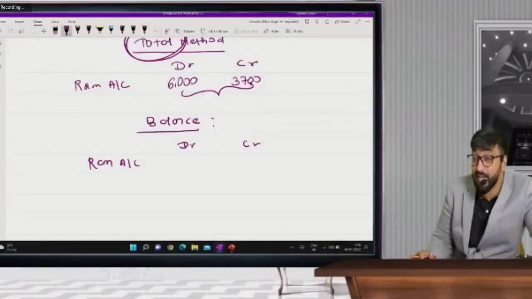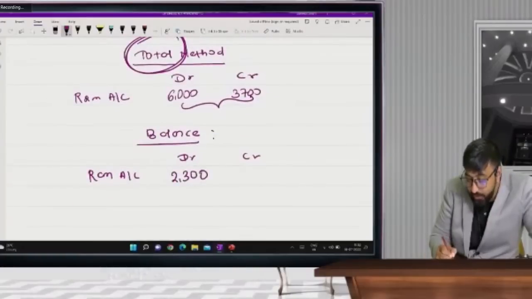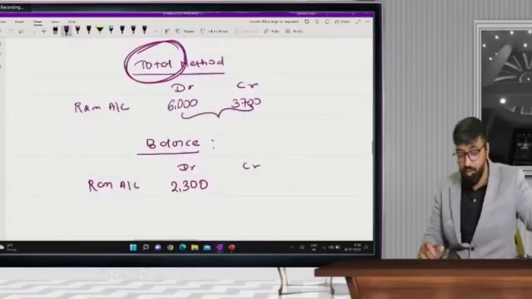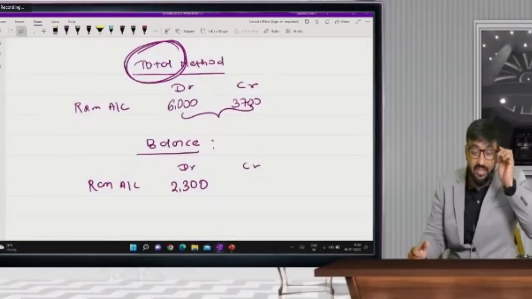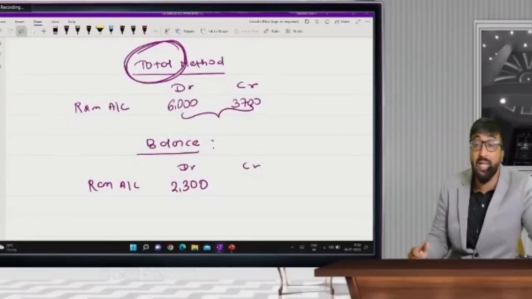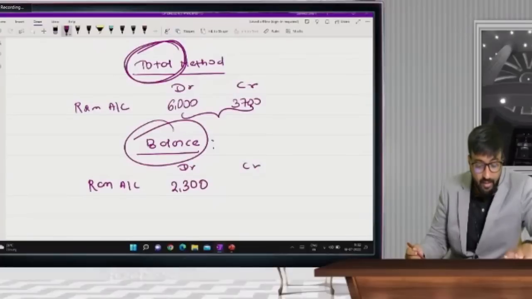Sir, last lecture only I told you. Debit balance means debit is more as compared to credit, and therefore I will write 2,300. It is called the balance method. Got the concept? In the total method, I will take 6,000 and 3,700, and in the balance method, I will consider only 2,300.